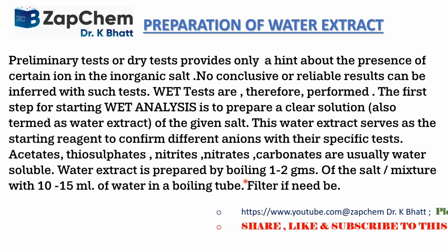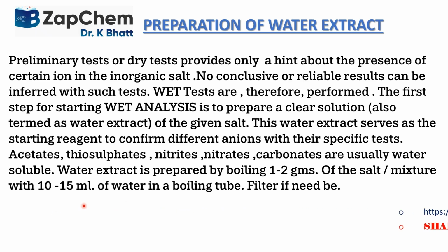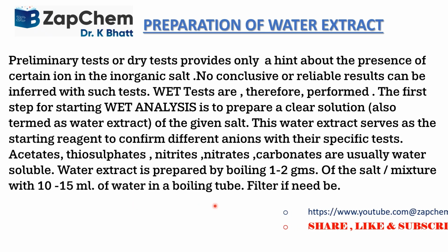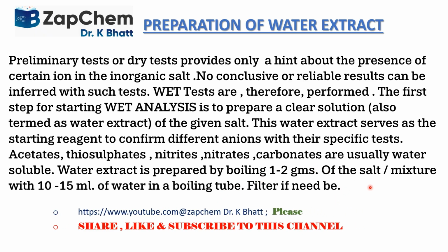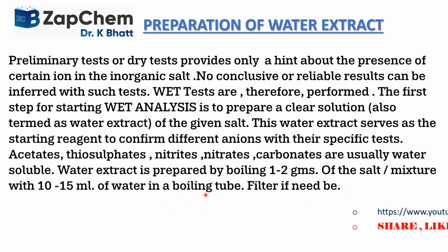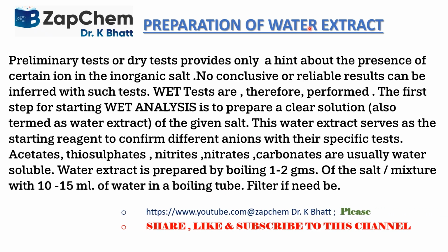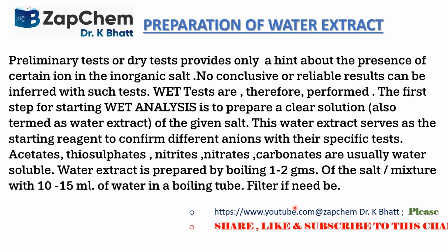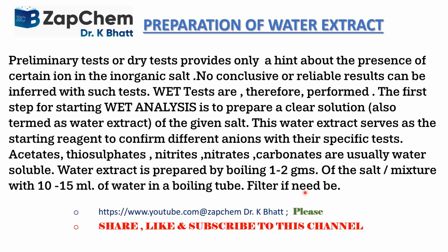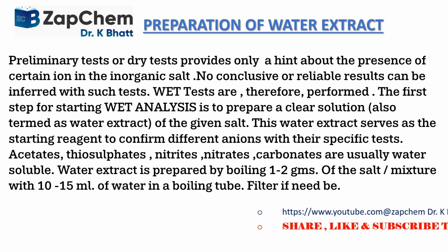Water extract is prepared by boiling 1 to 2 grams of the salt or mixture in 10 to 15 milliliters of water in a boiling tube. In this way we took 1 to 2 grams, added 10 to 15 milliliters of water and heated it. If it dissolves, we say a solution is prepared, the water extract is ready. But sometimes we find some insolubles present in it. Most of it dissolved, but something remained. Then we need to filter it and collect the filtrate, which will serve as water extract.